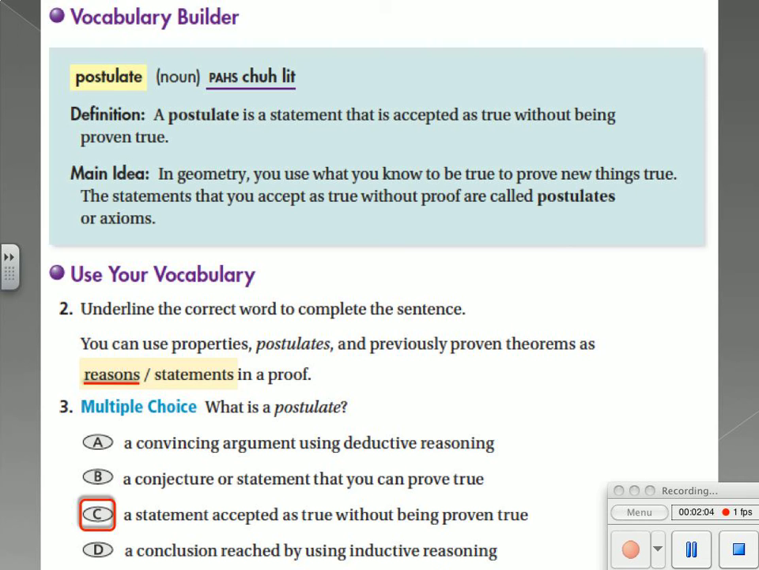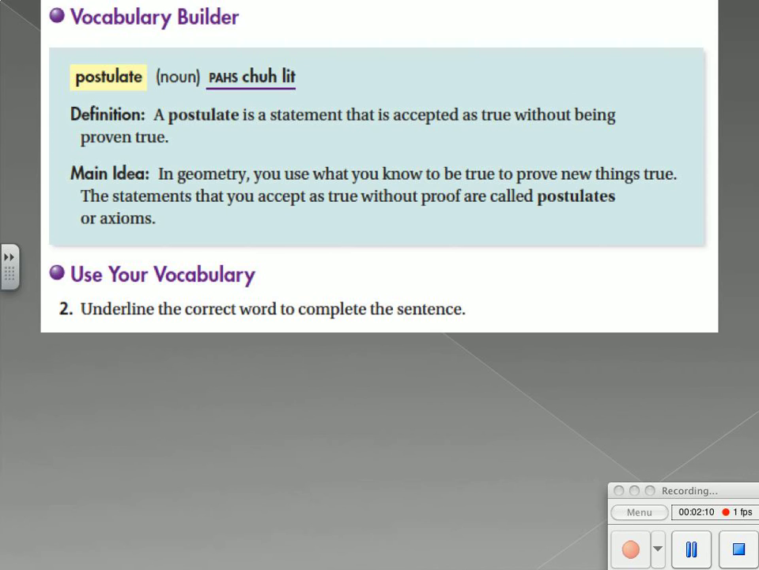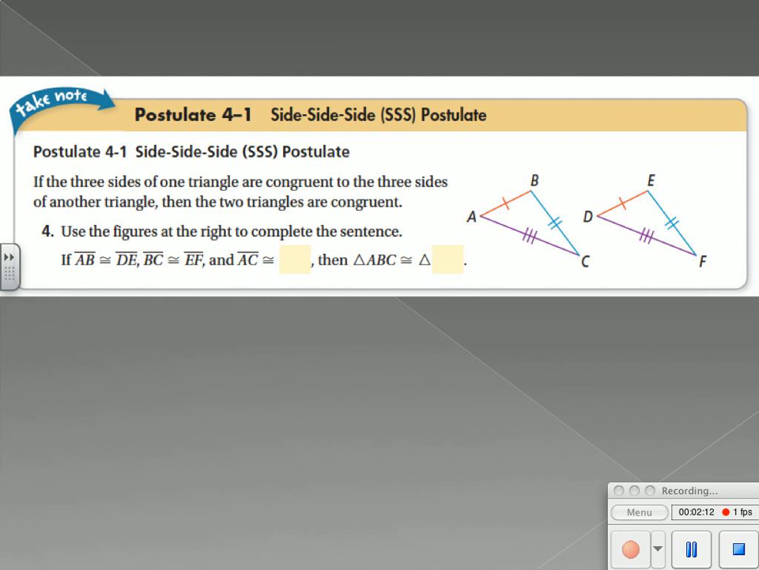So what is a postulate? It is a statement accepted as true without being proven true. Our first postulate in this section is postulate 4-1, the side-side-side postulate. If the three sides of one triangle are congruent to the three sides of another triangle, then the two triangles are congruent. Looking at the figure at the right, segment AB is congruent to segment DE, segment BC is congruent to segment EF, and segment AC is congruent to segment DF. So I can say that triangle ABC is congruent to triangle DEF.